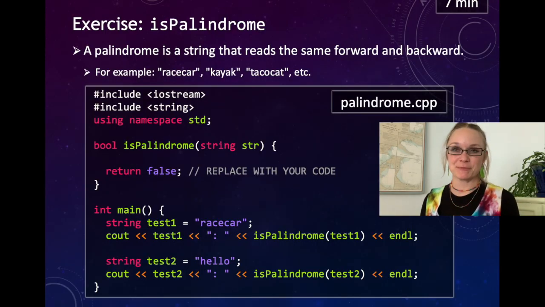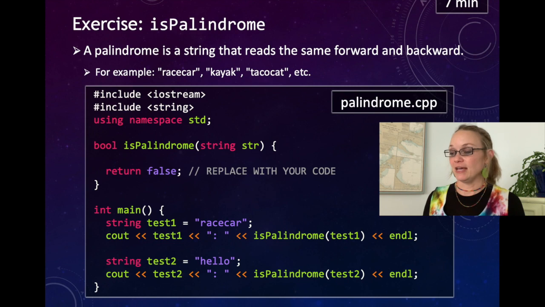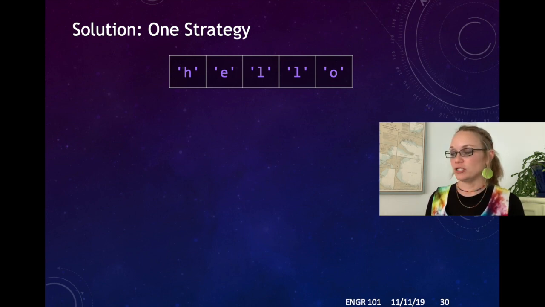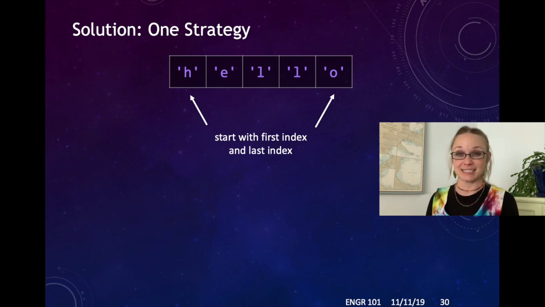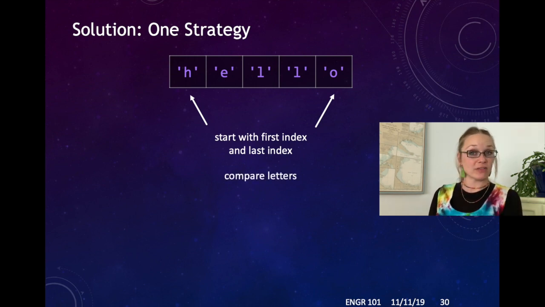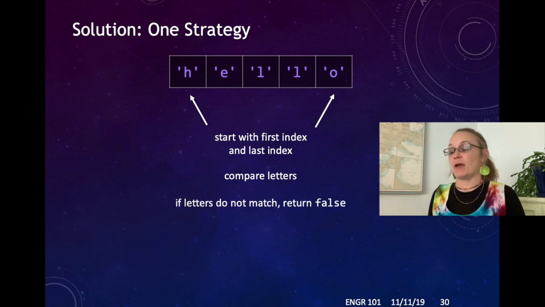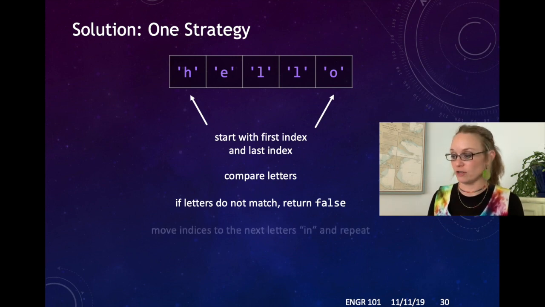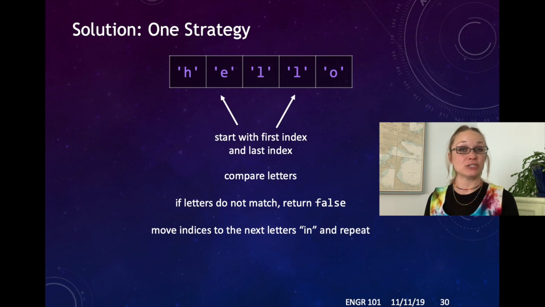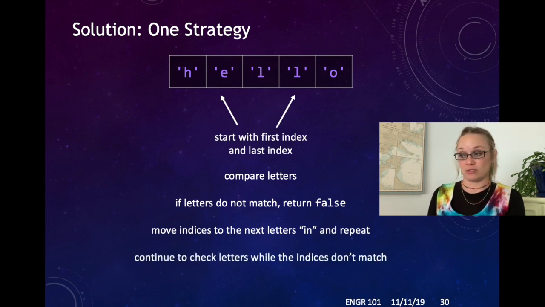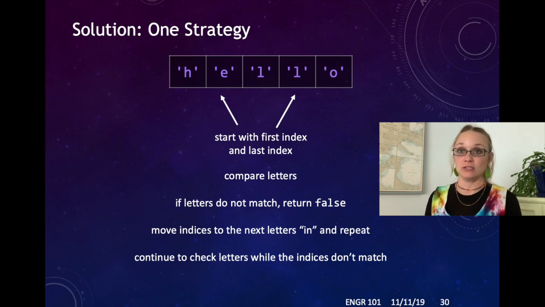All right, here's the isPalindrome exercise that we saw in class. We talked about how we were to go through and check a string to see if it's the same forward as it is backward. There were a lot of different ways to do that, but here's one way, which is to think of that string as a series of characters. We would look at the first index and the last index, get those characters, and compare the letters. If the letters were not the same, then we would say, nope, that is not a palindrome, and return false out of the function. Otherwise, we would move the indices to the next letters in and check those letters. We would continue doing that while the indices don't match.